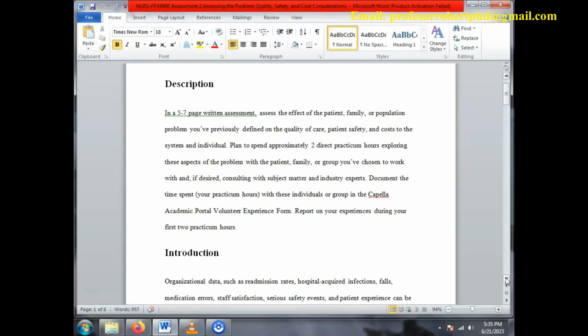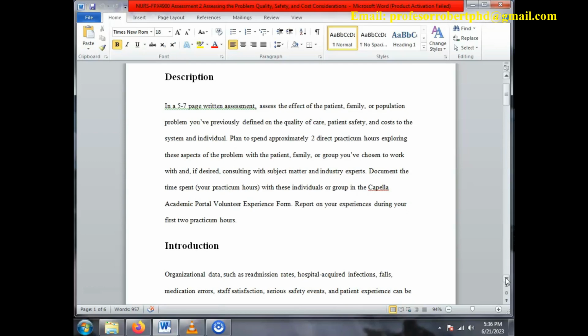Plan to spend approximately 2 direct practicum hours exploring these aspects of the problem with the patient, family, or group you've chosen to work with and, if desired, consulting with subject matter and industry experts. Document the time spent, your practicum hours, with these individuals or group in the Capella Academic Portal Volunteer Experience form. Report on your experiences during your first 2 practicum hours.